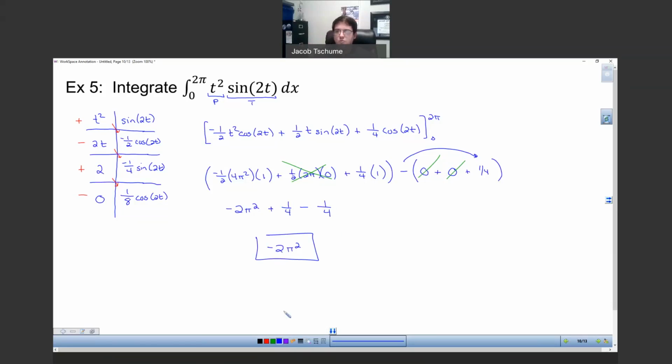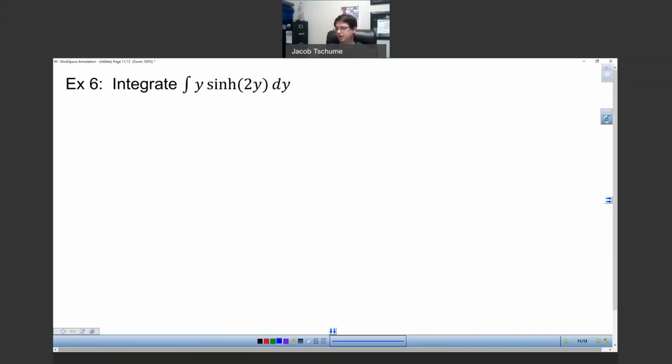And that is how you would work the tabular method, but the tabular method could also be done with a definite integral. If it wasn't definite, you would just stick a plus c after you did the tabular method. So let me do one more tabular method and go back to indefinite, so you can just do a plus c.